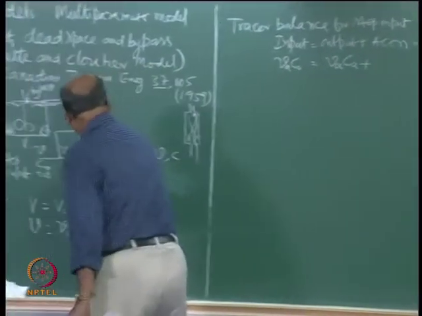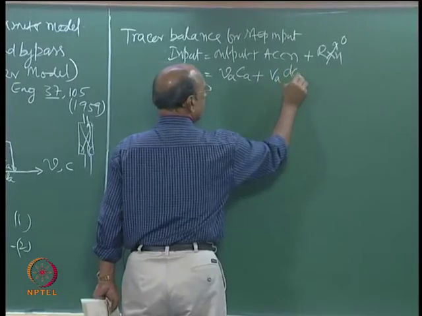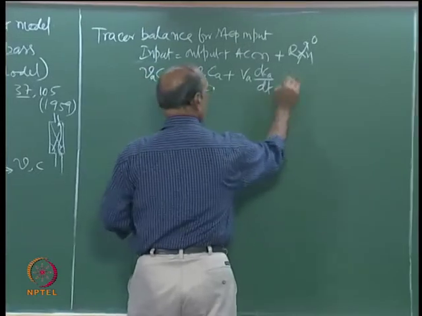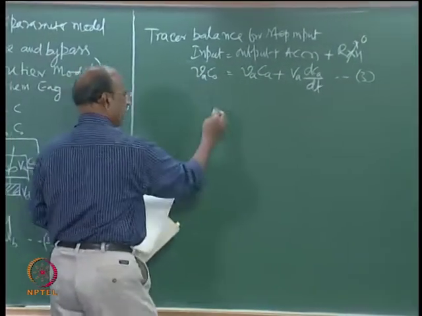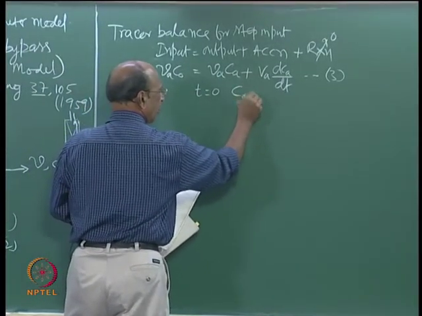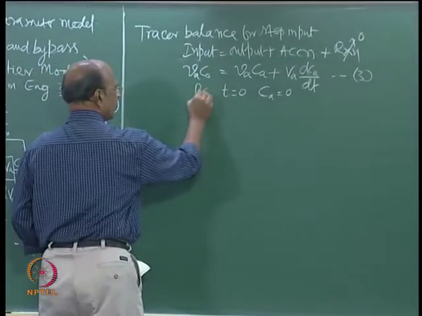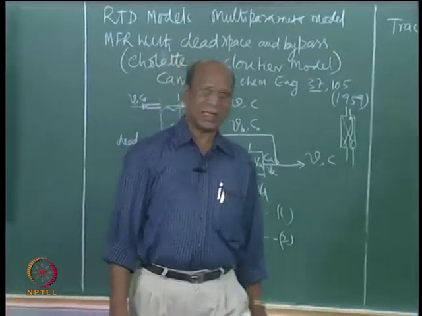We are writing only for this active zone. So, V A d C A by d t. This is the equation, equation 3. And what is the boundary condition for this? You will have t equal to 0 and C A equal to 0. That is the initial condition.